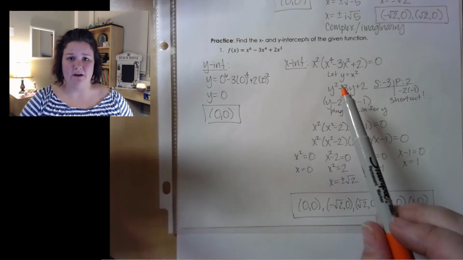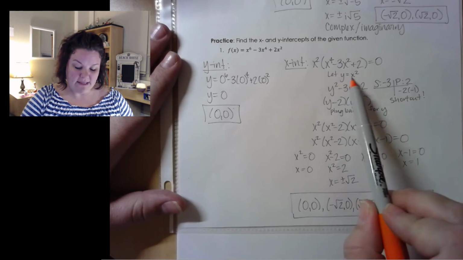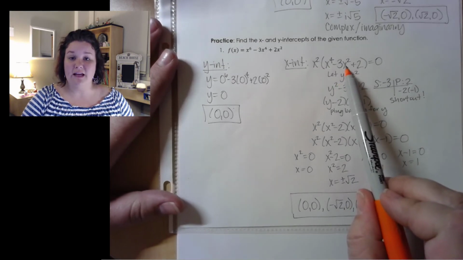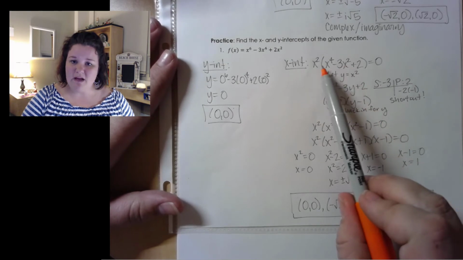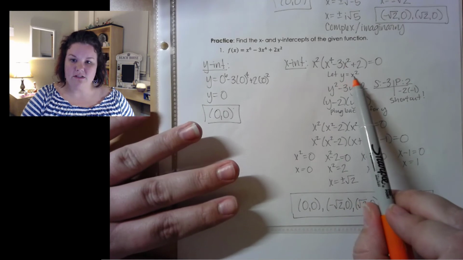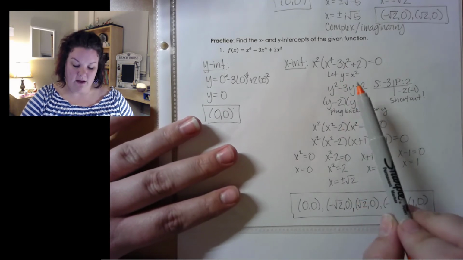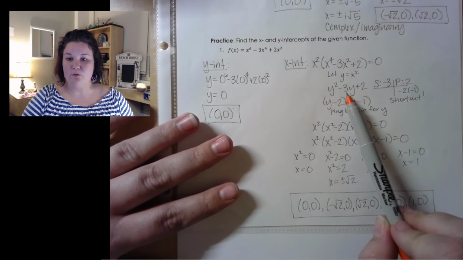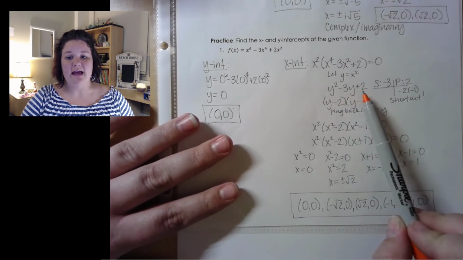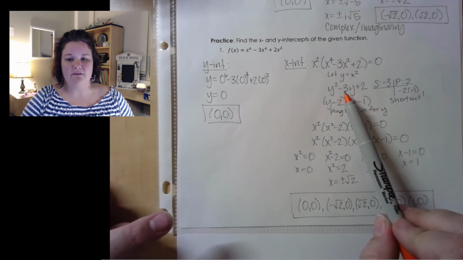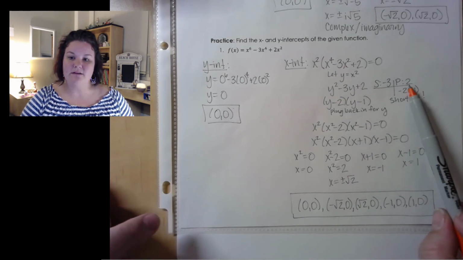It really doesn't matter what letter you use, but we always want to replace that middle one, right? Because if we can replace that middle one, it will become just a letter to the first power, and this one will become that letter squared, okay? So I'm going to let y equal x squared. So when I replace my x squared and my x to the 4th, I'm going to get y squared minus 3y plus 2. And now this is something I can use my sum product chart for. My sum's going to be -3 and my product +2.